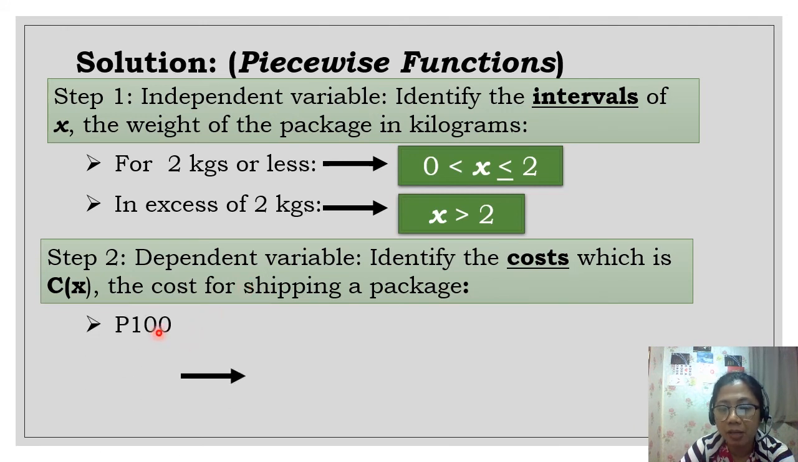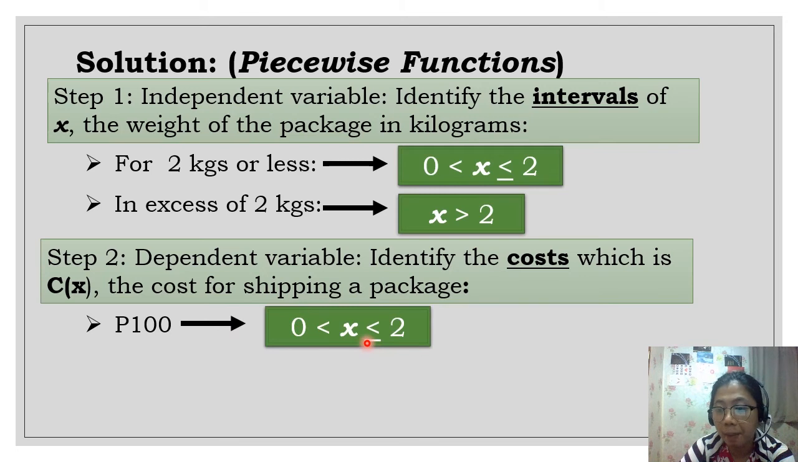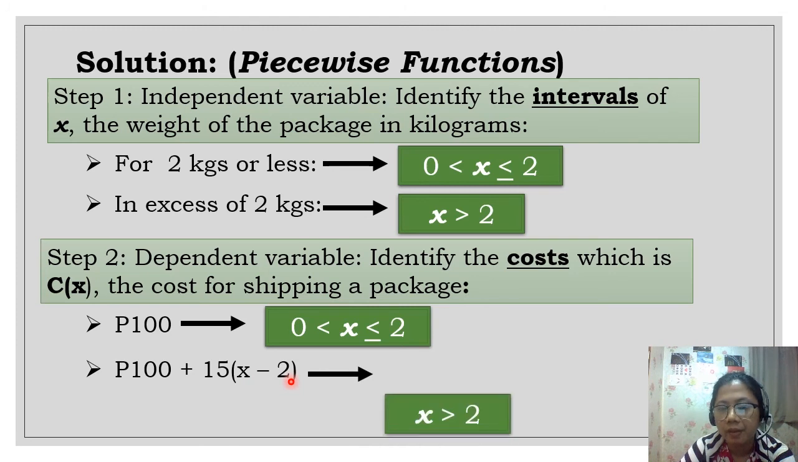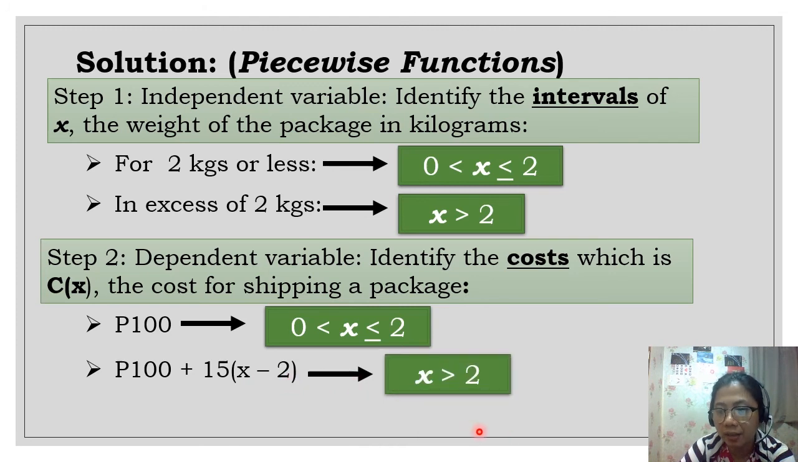We will pay 100 pesos if the weight of the package is greater than 0 but is less than or equal to 2. That is, x is greater than 0 but is less than or equal to 2. And we will pay 100 pesos plus 15 times the quantity x minus 2 if the weight of the package is greater than 2 kilograms. That is, x is greater than 2. As you notice again, we have here the quantity x minus 2. X represents packages weighing more than 2 kilograms. And we will subtract 2 kilograms so that we will know the exact weight, which will be charged 15 pesos each kilogram.